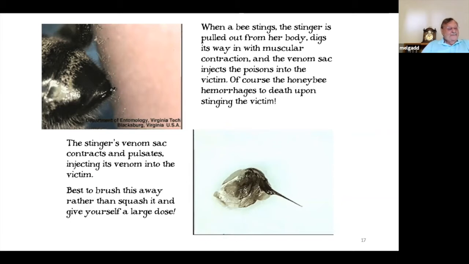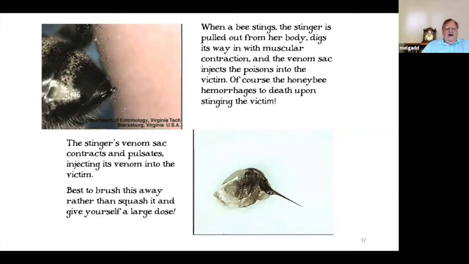Now, any beekeeper that tells you they never get stung is full of it. It's the bee's way of letting me know I'm not doing something correctly and I'm annoying them. And I get stung periodically.